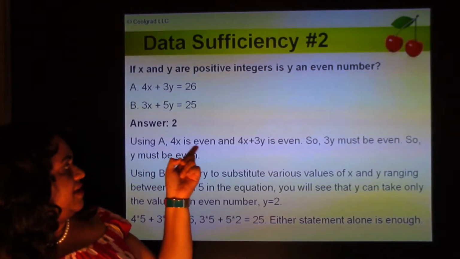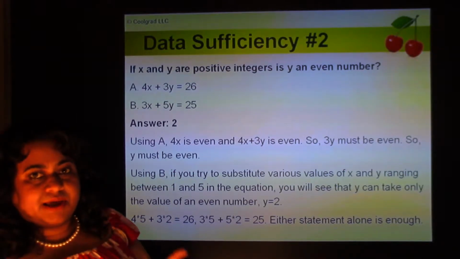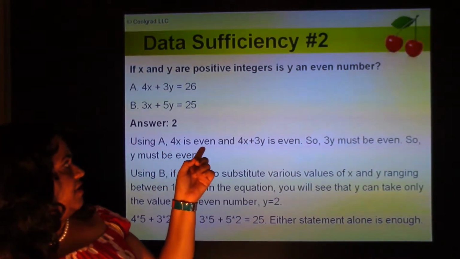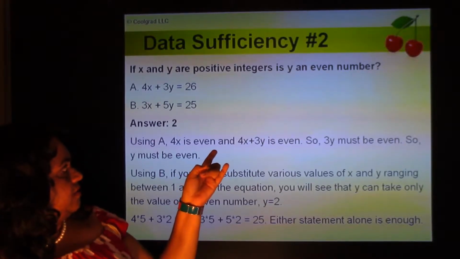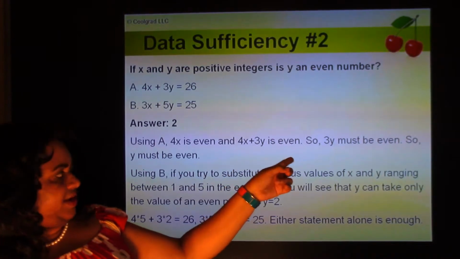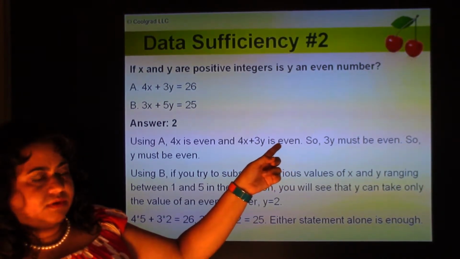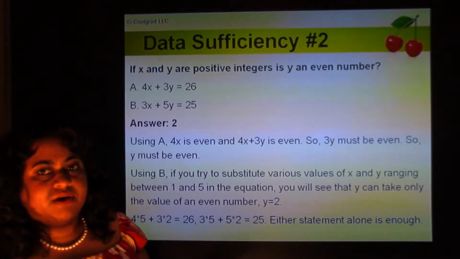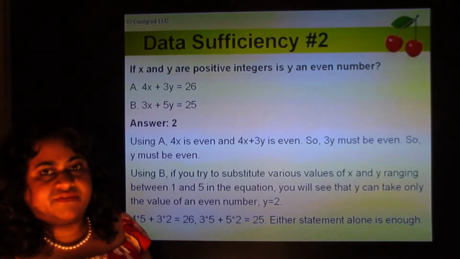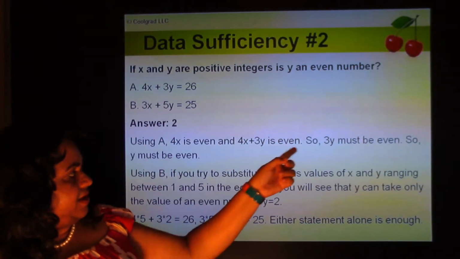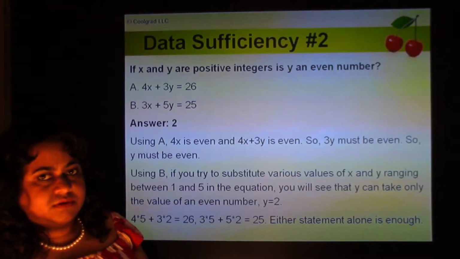So 4x is an even number, right? 4 times any positive integer is an even number. 4x is an even number, so 4x plus 3y is also an even number. So therefore 3y must be an even number, right? Because an even number only comes when it's added to another even number. So 3y cannot be odd. So 3y must be an even number.